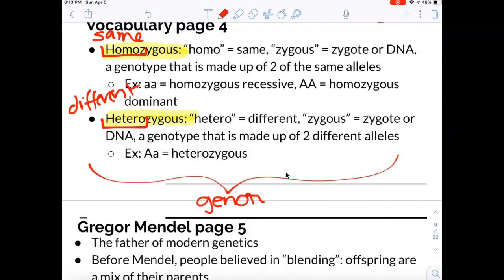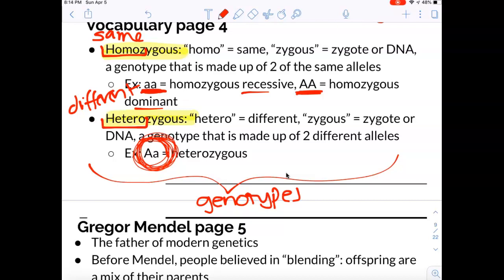If it's homozygous, it's 2 of the same letters. So you have 2 little a's. This could be homozygous recessive. And you have 2 big A's, and that would be homozygous dominant. If you have a heterozygous, there's only one way to get it. It's one of each. That's always heterozygous. There's no other way to have a heterozygous genotype.